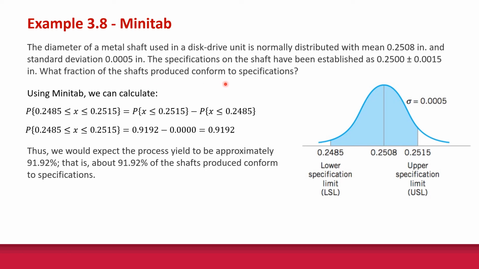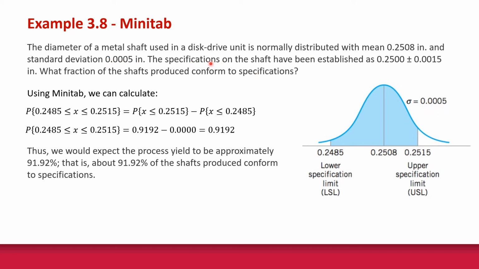So one thing I found useful is that when you do these kinds of problems, it's very useful to plot out what the normal curve looks like and list the information that's given. So here we're told that it's normally distributed with mean 0.2508. So I would draw my normal curve. I put 0.2508 right on the mean, and I list the information on the standard deviation that we're told.